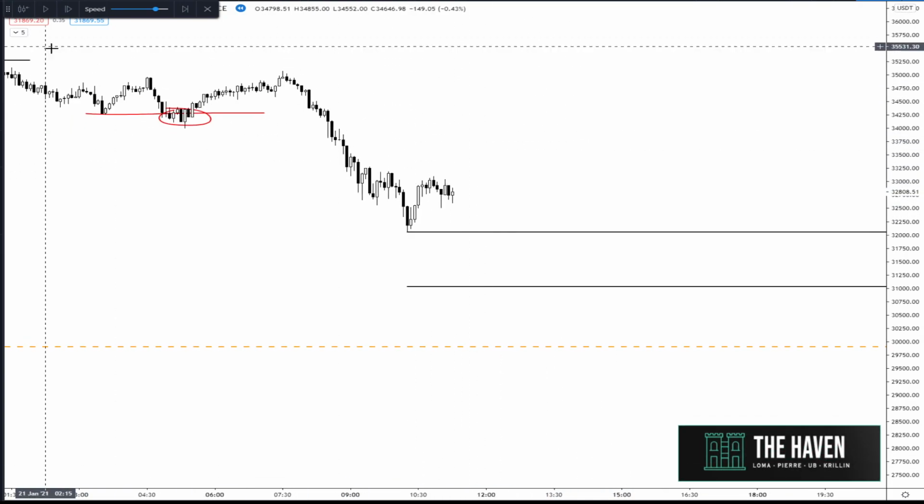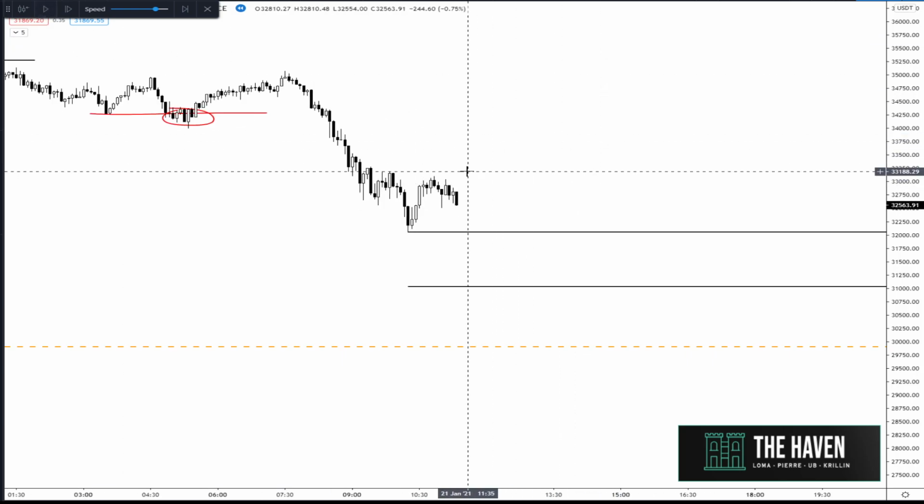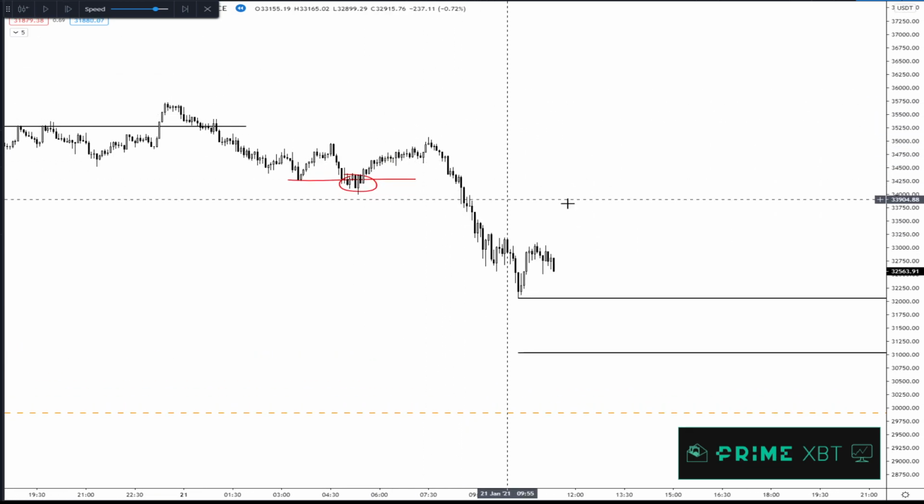All right, so keep that in mind. That was just the common theme, right? Sure, we saw a lot of low time frame bull divs. Sure, maybe my bullish argument was a little bit too early, but the trend is still very much down.